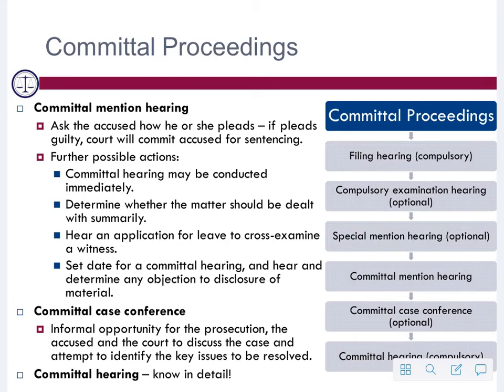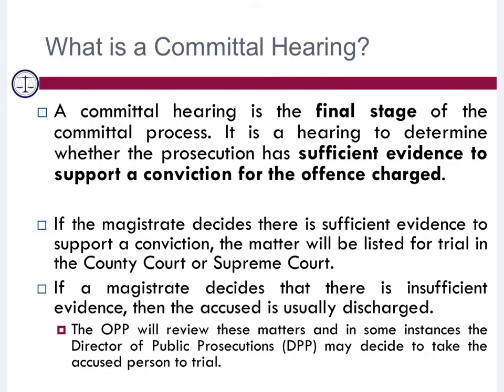What we really need to focus on for the exam and need to know in detail is what happens during the committal hearing. A committal hearing is the final stage of the committal process. It is a hearing to determine whether the prosecution has sufficient evidence to support a conviction for the offence charged. If the magistrate decides that there is sufficient evidence to support a conviction, the matter will be listed for trial in the county court or Supreme Court. If a magistrate decides that there is insufficient evidence, then the accused is usually discharged.